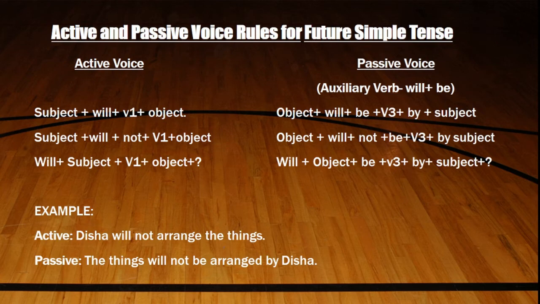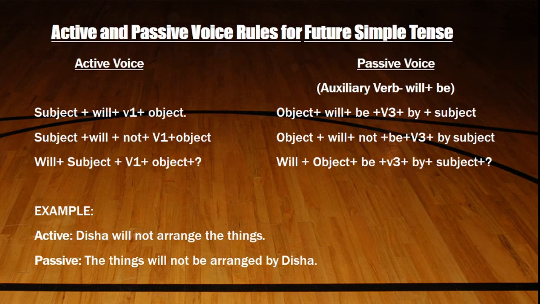Well, here we have auxiliary verb will plus be. Do not forget the auxiliaries will and shall, right? So here it is like subject plus will plus the first form of the verb and then the object. In the case of passive, it becomes like object plus will plus be and then the third form of the verb followed by by and then the subject.